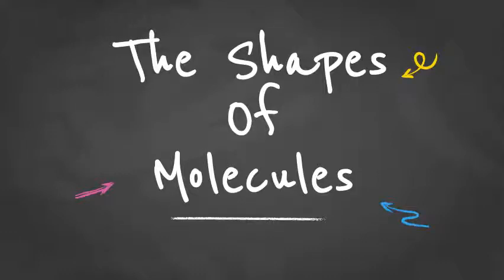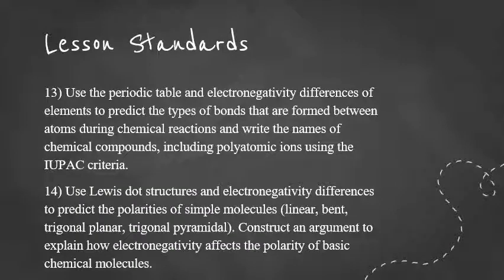Today we'll be talking about the shape of molecules. Our lesson standards are that we'll use the periodic table and electronegativity differences of elements to predict the type of bonds that are formed and write the names of those chemical compounds, including polyatomic ions, using the IUPAC criteria. Then we'll use Lewis dot structures and electronegativity differences to predict the polarities of simple molecules. We'll construct an argument to explain how electronegativity affects the polarity of basic chemical molecules.